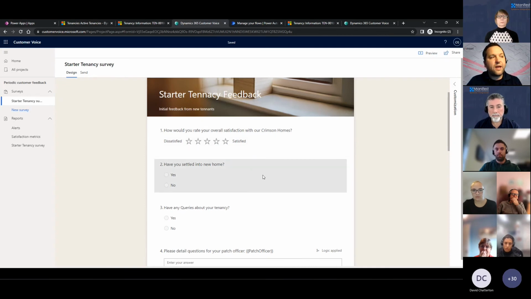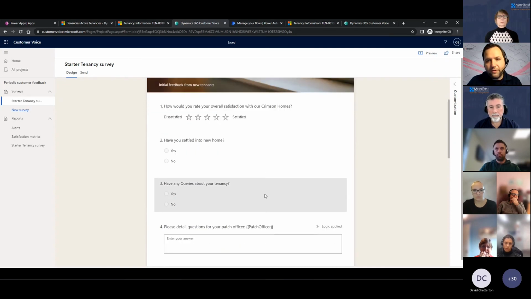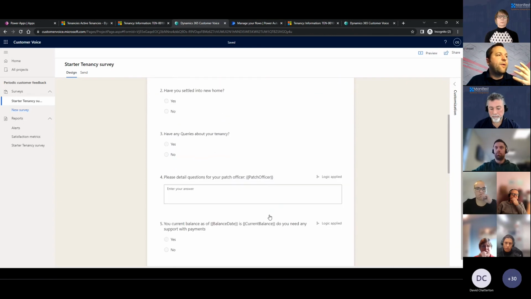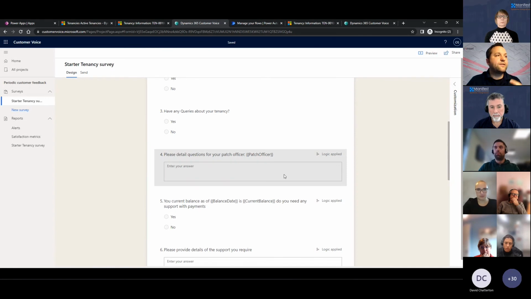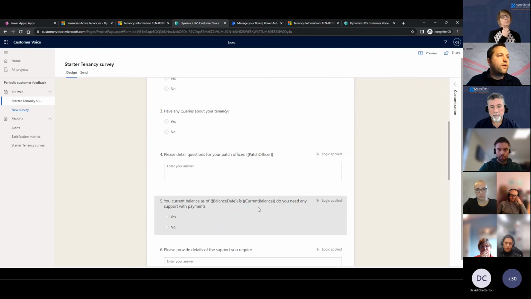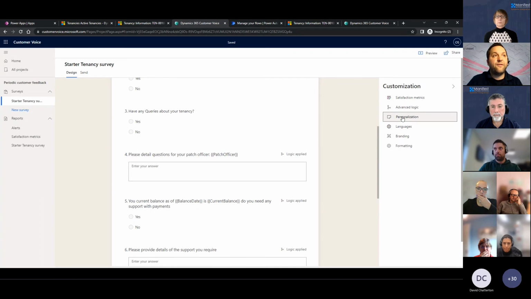Have they settled in okay? Have they got any queries about the tenancy? And there's a couple of other elements. Now, what we've managed to do is customize this to include data that we've captured from other systems and present that whilst they're going through the survey. One of those areas is identifying the current balance at a certain date and time. And we've done that through what's known as variables.